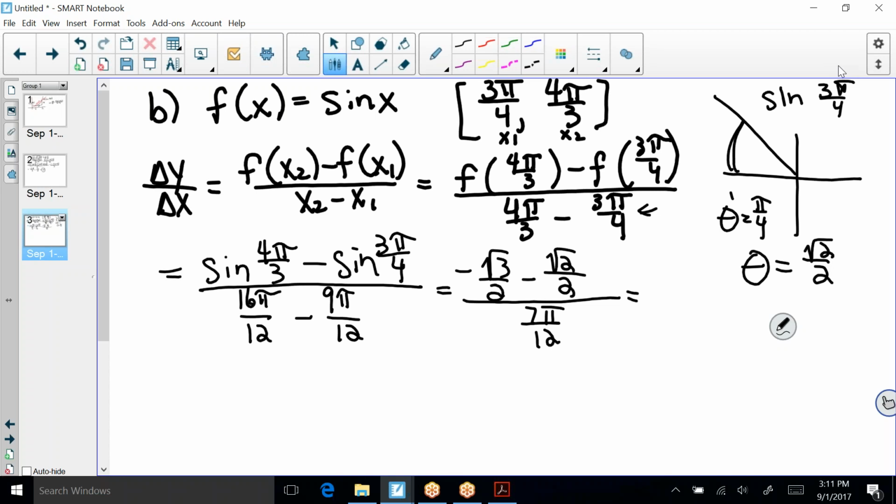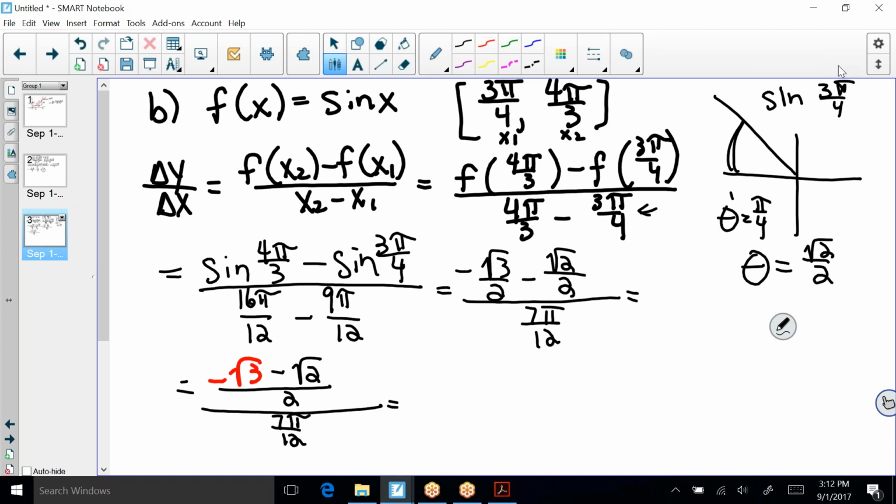All right, let's do the subtraction in the numerator. Negative root 3 minus root 2 is going to be, I'll do that down here, negative root 3 minus root 2. And that's going to be over 2. And then that whole thing is going to be over 7 pi over 12. All right, so we have a fraction in the numerator, fraction in the denominator.